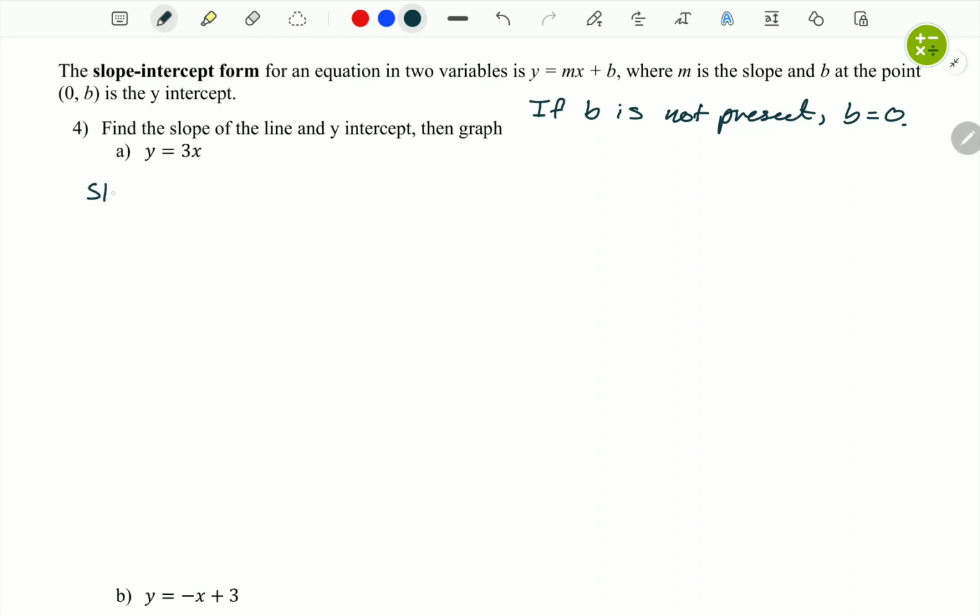So the slope of the line is 3. The y-intercept is 0 at the point 0, 0. 0 is already the x value. The b in this case is also 0. And when it comes to the slope, 3 over 1 as a fraction, which then can be analyzed as 3 up and then 1 to the right.